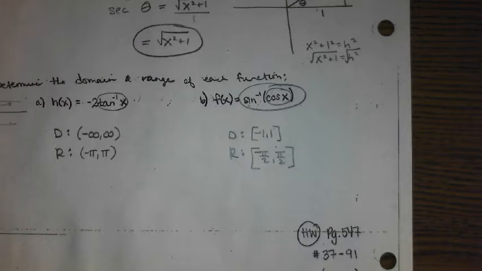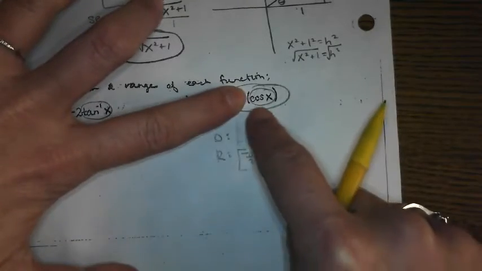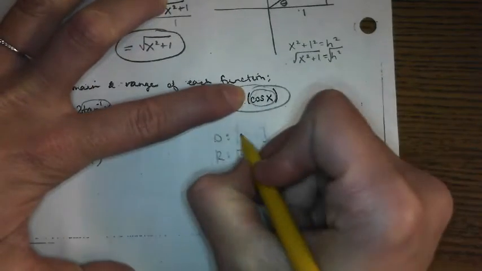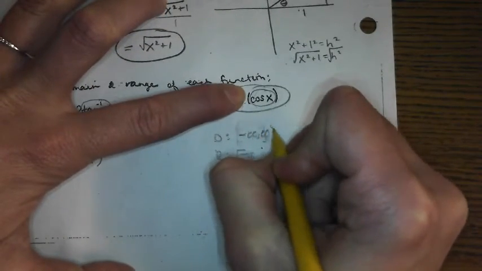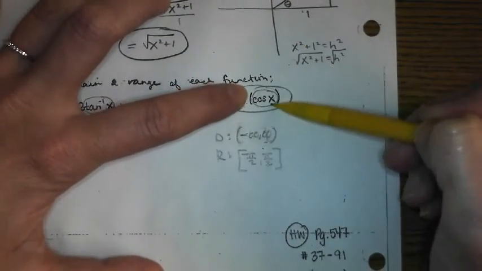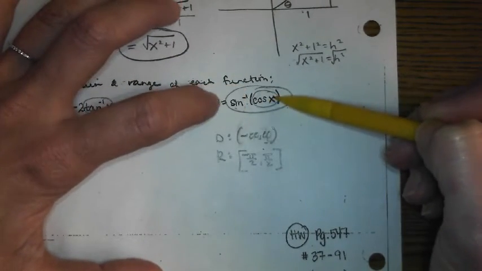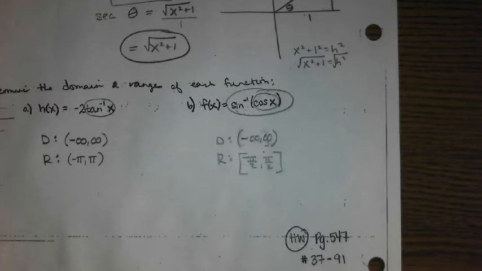What is our domain? What numbers are we allowed to take the cosine of? Anything. We don't have a limited domain. We can take the cosine of anything. Our answer for the innermost part is going to be between negative 1 and 1. And because that's going to be between negative 1 and 1, we will always be able to take the inverse sine of that number, and our answer will be somewhere in quadrant 1 or 4, negative pi over 2 to pi over 2.